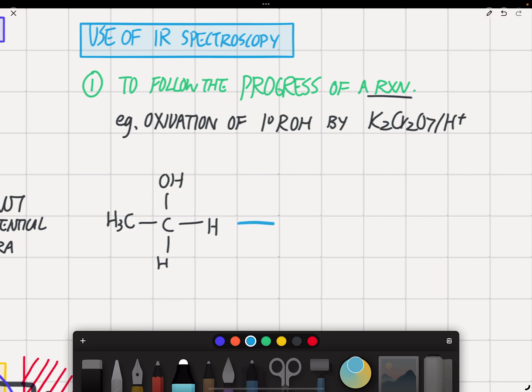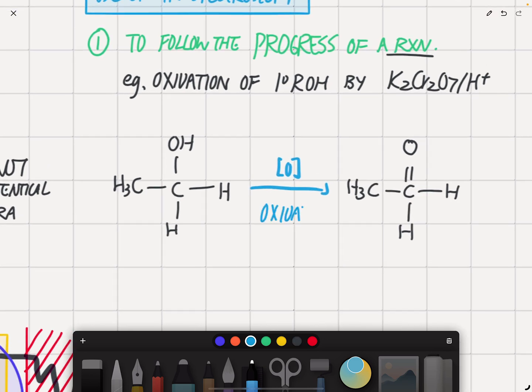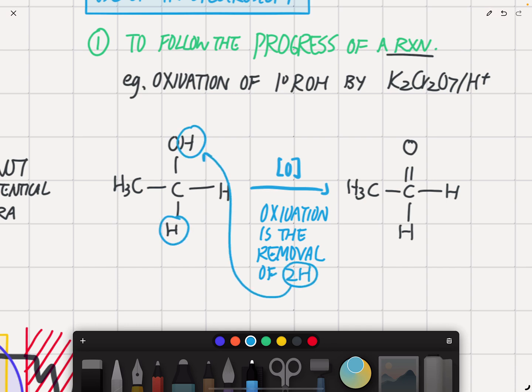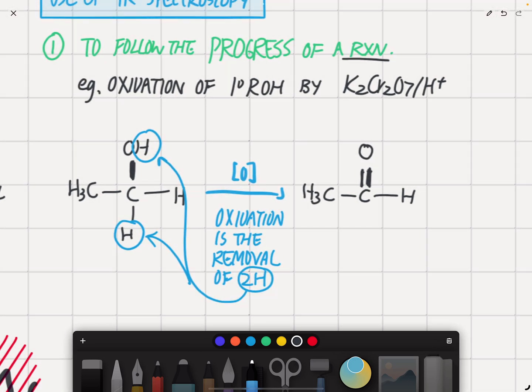So when we first oxidize it, it will be turned into ethanal. So make sure you stop the video to work it out yourself. Remember we said oxidation here is the removal of hydrogen. So oxidation is the removal of not any two random hydrogens, but of these two hydrogens. You see one from here, one from here, so we remove these two hydrogens. Then we need to turn this CO single bond into a CO double bond, because carbon must form 4 bonds at the same time.